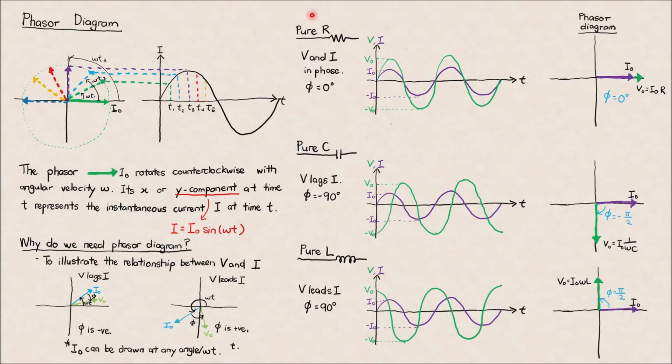Our discussion here has been pure R, pure C, and pure L, where you connect only one circuit element to the AC circuit. But if you happen to have an AC circuit which connects multiple circuit elements, like R and C together, or R and L together, or RCL together, then at that moment your phasor diagram will be more complicated than just 0 degree or 90 degree phase angle. So let's try that on a few questions.